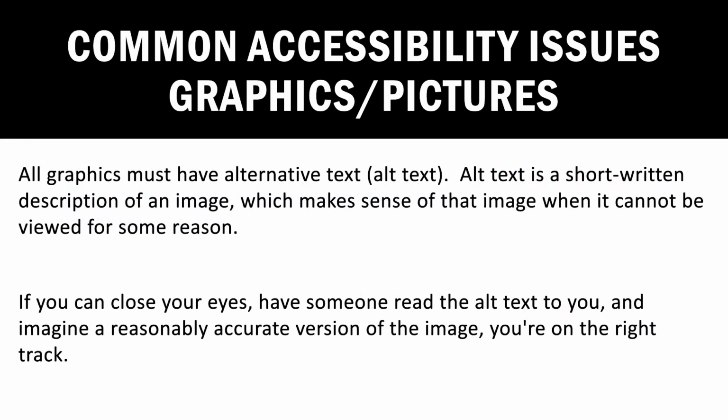As I mentioned earlier, common accessibility issues often involve graphics and pictures. All images and graphics must have alternative text or alt text. It's a short written description of an image, which makes sense of that image when it cannot be viewed. The purpose of alt text is to describe the images to visitors who are unable to see them.